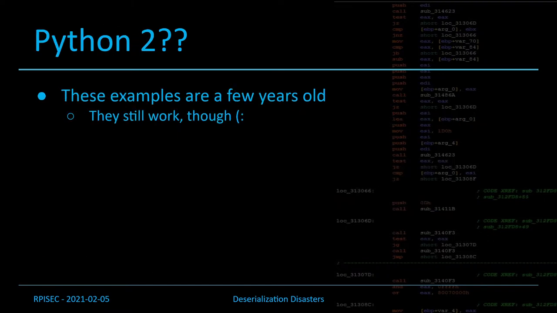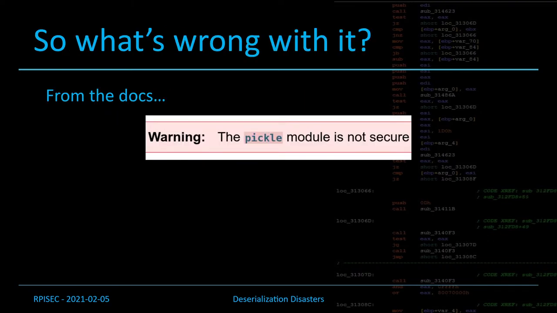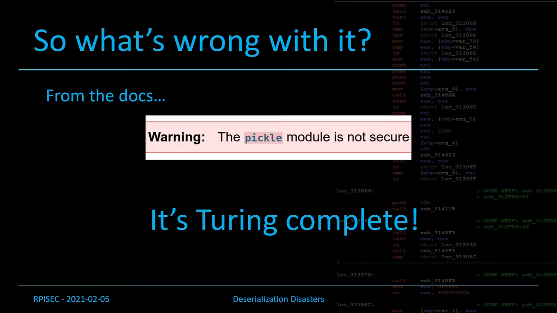As I mentioned, these examples are from a couple years back. They are still quite relevant, and you can pop calculators to your heart's content, even in Python 3 in 2021. So, no need to fear. Straight from the documentation, the first thing on the page is a gigantic red flag, warning that the Pickle module is not secure. So what does that mean, though?